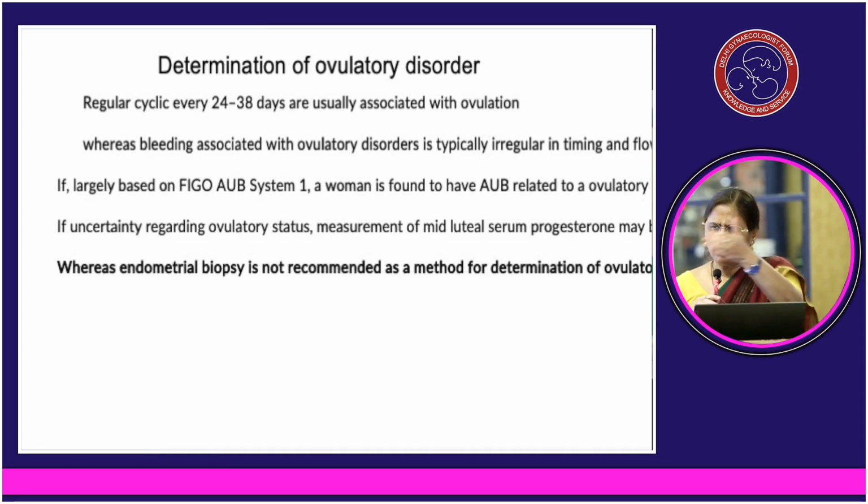We are talking about coagulation disorder, which I have discussed. Now we are going to discuss ovulatory disorder. Whenever the patient is having regular cycles, most of the time they are ovulating. Anovulatory cycles are usually irregular in timing and duration, and there may be a period of amenorrhea before the bleeding. If, largely based on the AUB system, a woman is found to have AUB related to ovulation, testing is not required for diagnosis of ovulatory dysfunction.